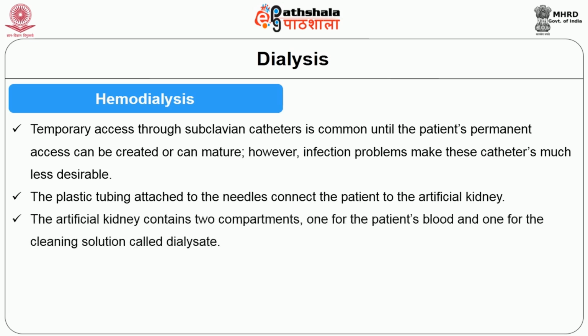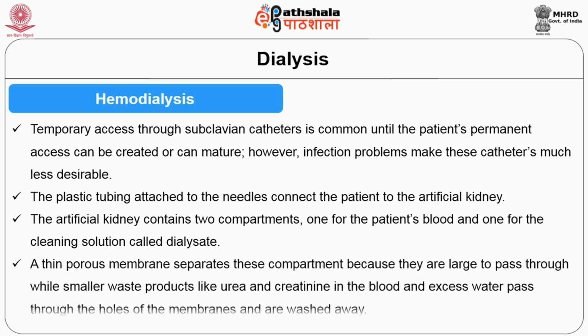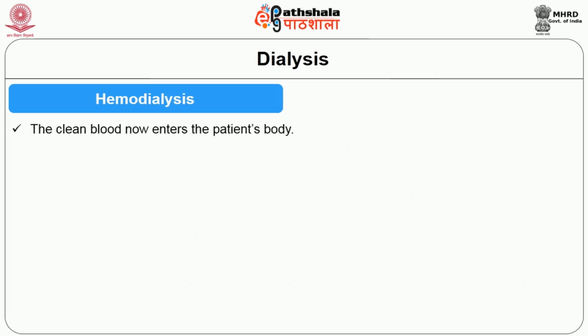The artificial kidney contains two compartments, one for the patient's blood and one for cleaning solution called the dialysate. A thin porous membrane separates these compartments. Blood cells and proteins are too large to pass through, while smaller waste products like urea and creatinine in the blood and excess water pass through the holes of the membrane and are washed away. The clean blood now enters the patient's body.